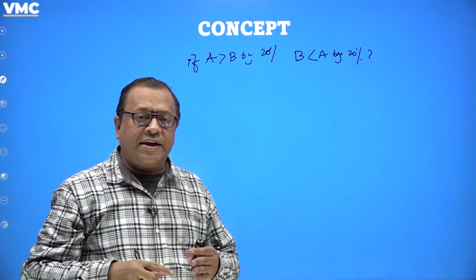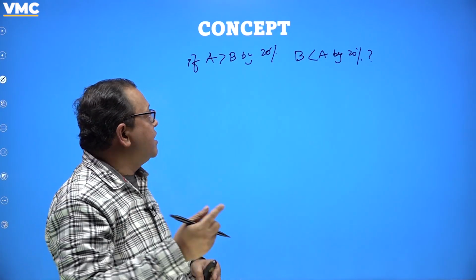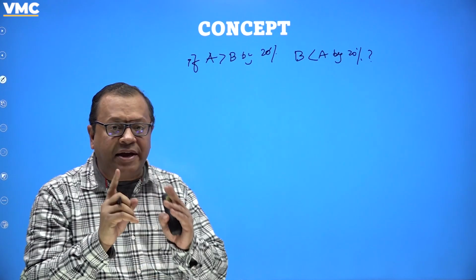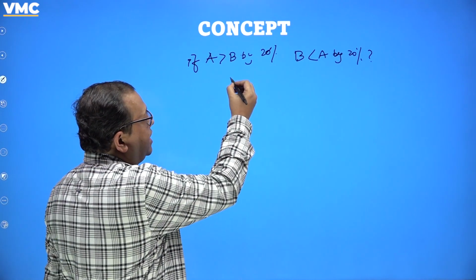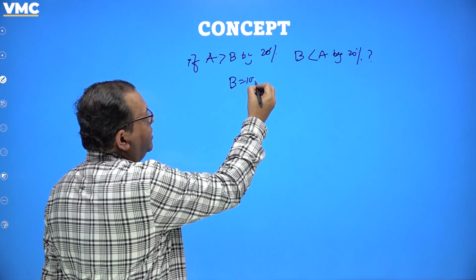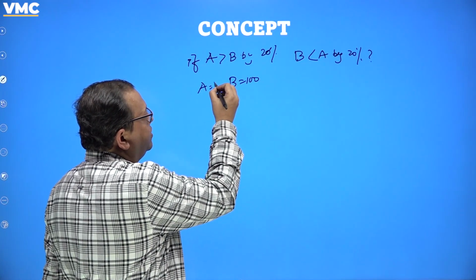जब मैं कहता हूं A की सैलरी B से 20% ज्यादा है, विच मीन्स हमें B की सैलरी को बेस रखना पड़ेगा. परसेंटेज में बेस क्या होता है? 100. सो हम कहेंगे B की सैलरी है 100 एंड A की सैलरी कितनी है? 120.